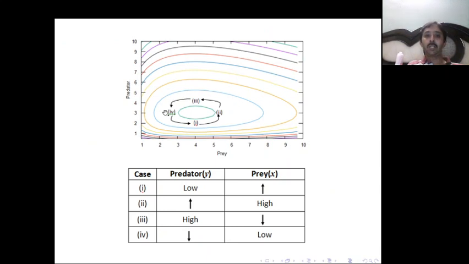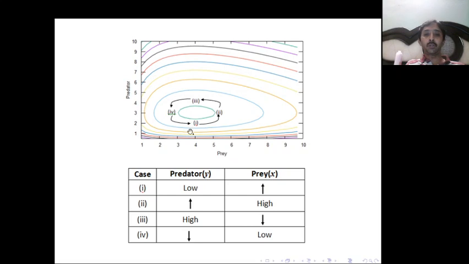Yeah, as we can see here, each of these is a closed contour, and we can understand four different natures here in terms of the populations. Now when we start with this position, which is case 1, as we can see here the population of the predator is pretty low. The population of foxes, I'm sorry, not rabbits, is very much low here.